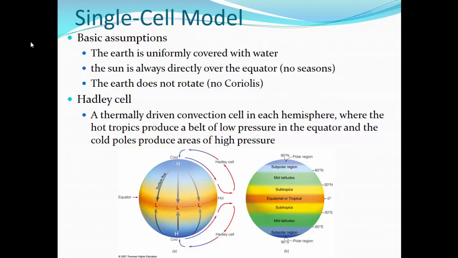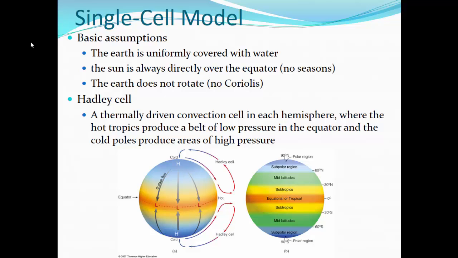Imagine an Earth that is straight up and down, no tilt in the axis, no angle of inclination, an Earth that is completely featureless, so covered with a flat sea, no waves, and an Earth that is not spinning. There's no Coriolis because the Earth is not spinning. So uniformly covered with water, sun always directly over the equator, no seasons, and the Earth does not rotate, so no Coriolis.